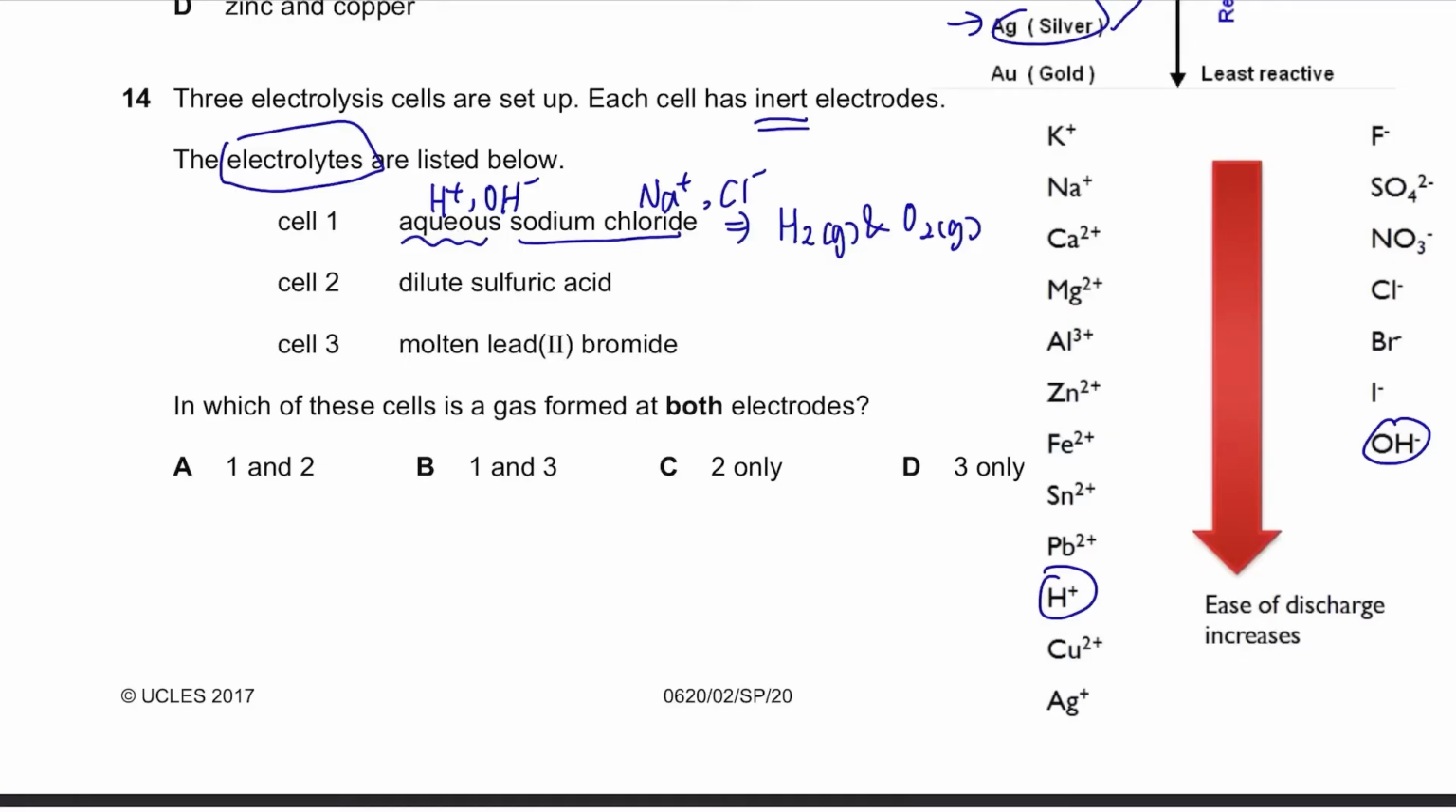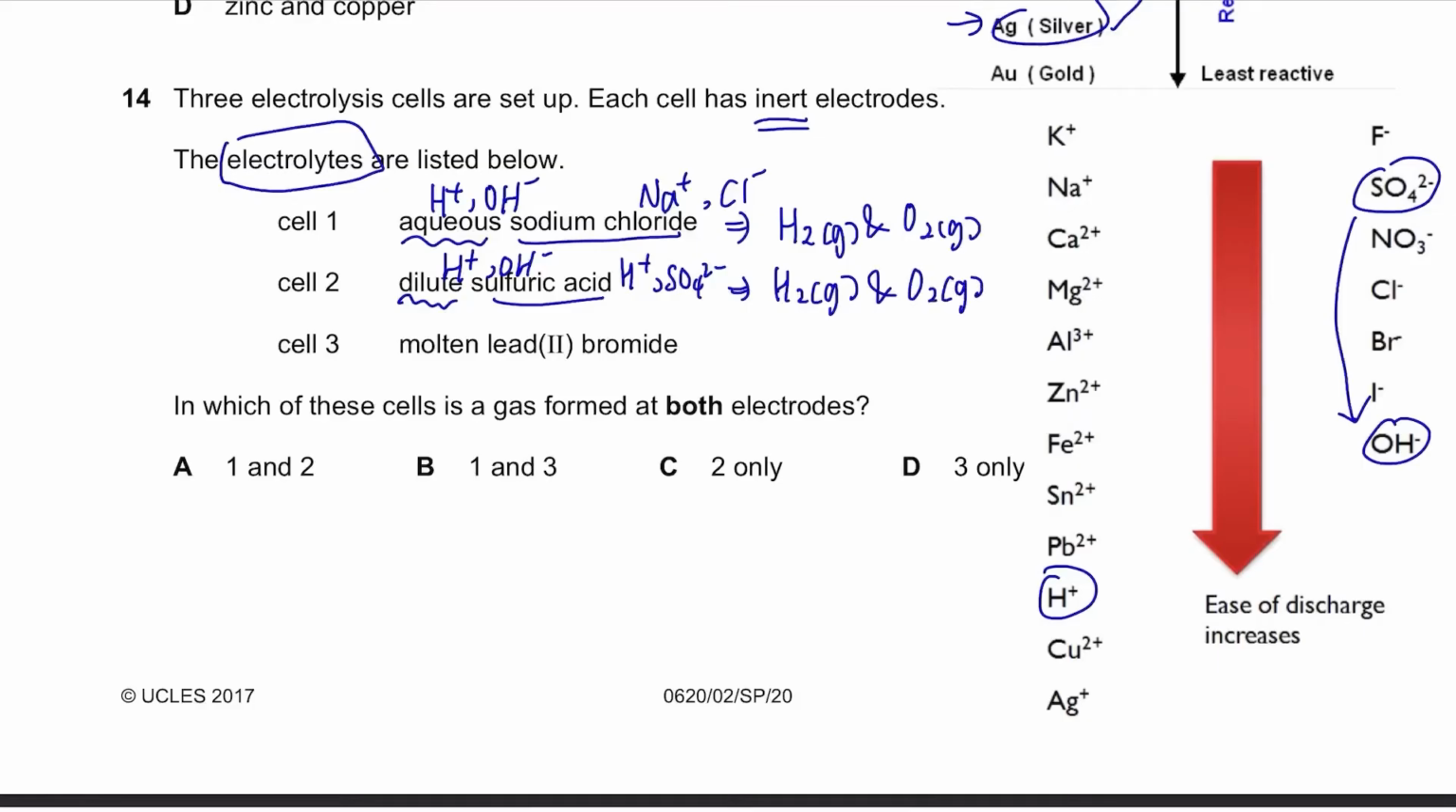Cell 2. Dilute sulfuric acid. There will be H+ and OH- ions again because it's dilute, and H+ ions and SO4 2- ions from sulfuric acid. Well, H+ is the only cation, so hydrogen gas will be formed, and OH- ions are more likely to be discharged than SO4 2- ions. So again, oxygen will be formed. Cell 2 is also correct.